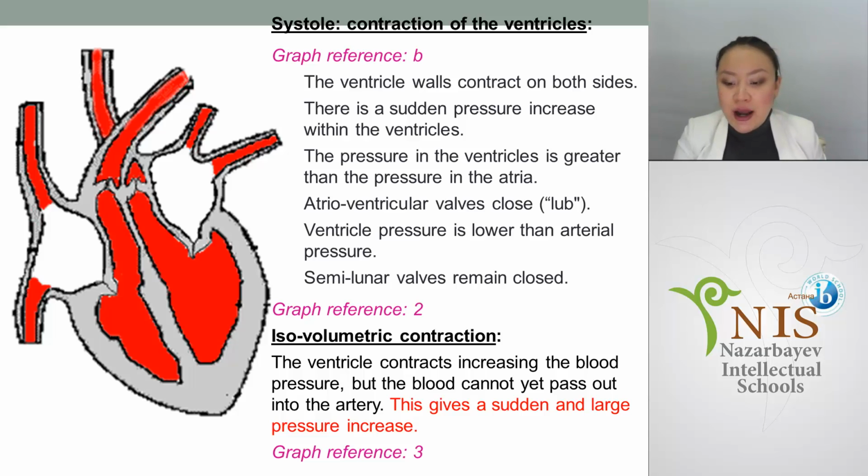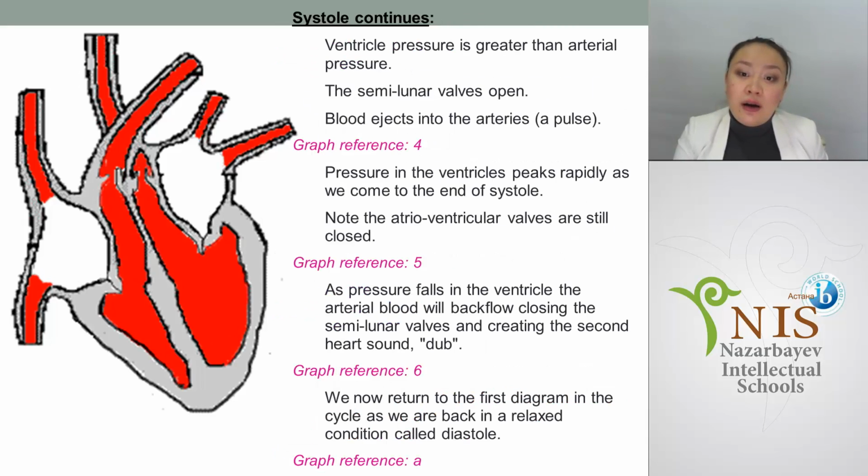Isovolumetric contraction: the ventricle contracts, increasing the blood pressure, but the blood cannot yet pass out into the artery. This gives a sudden and large pressure increase. Systole continues. Ventricular pressure is greater than arterial pressure. The semilunar valves open. Now look at the picture. Blood ejects into the arteries.